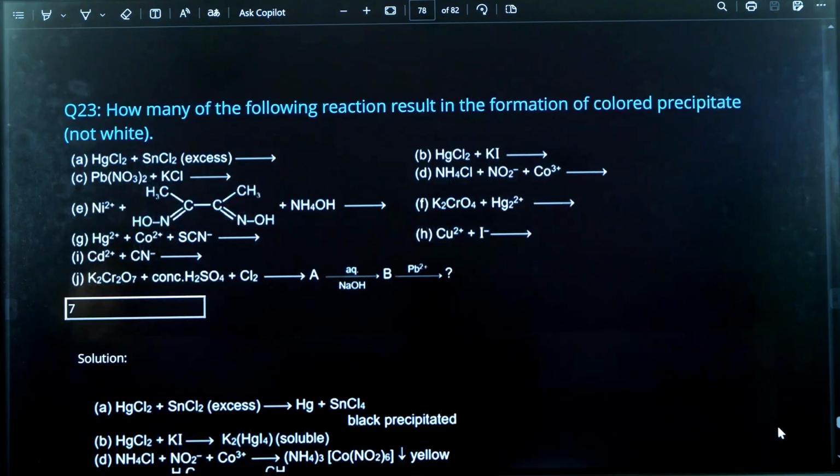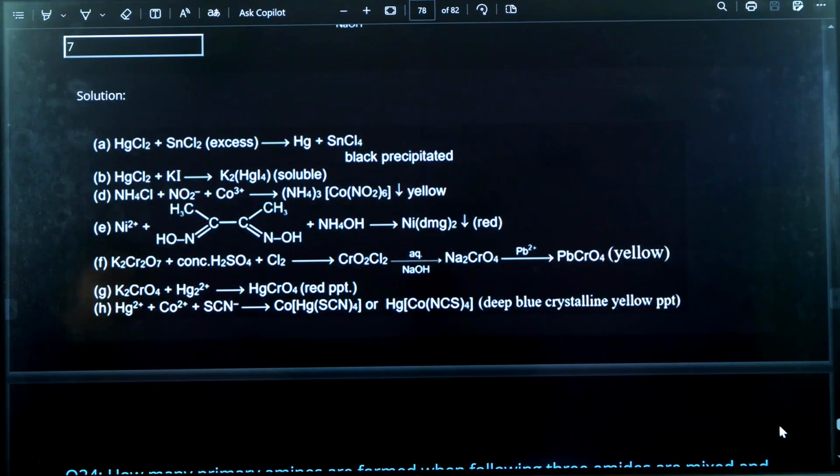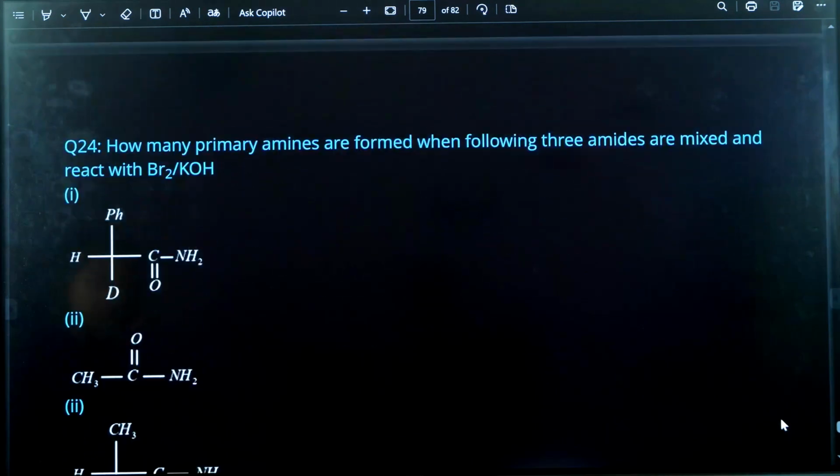So let's see. Yes, the answer is this. You can check the products formed also, different products, right? So you can check the 7. Okay. Now the next question.